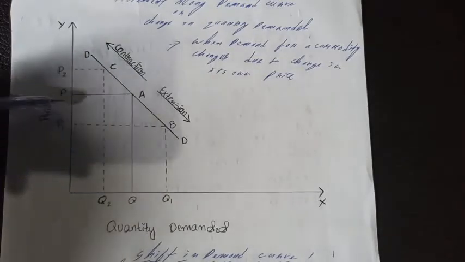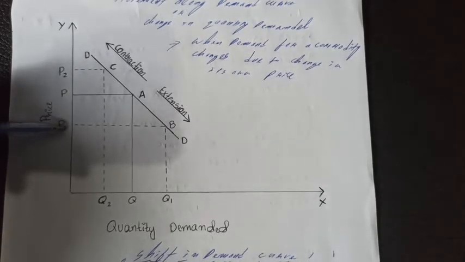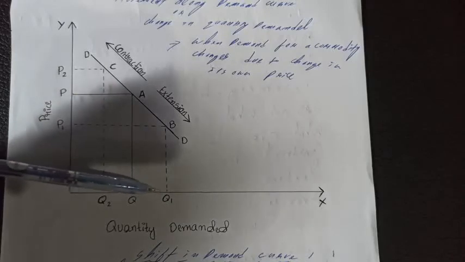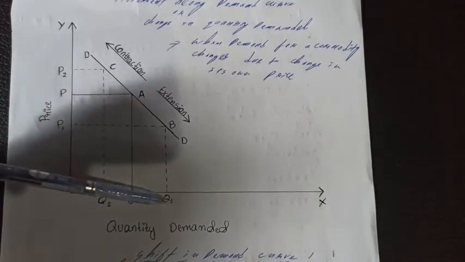Now suppose price falls from P to P1, that is from the original price to the lower price P1. Then what will happen? The consumer will increase his demand, right? Therefore, quantity demanded now rises to Q1. I hope you are getting me, right?